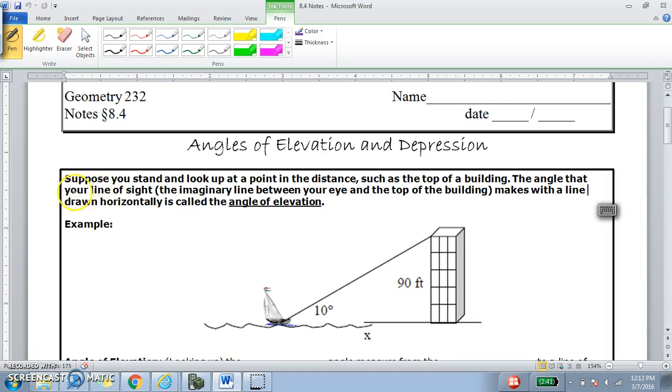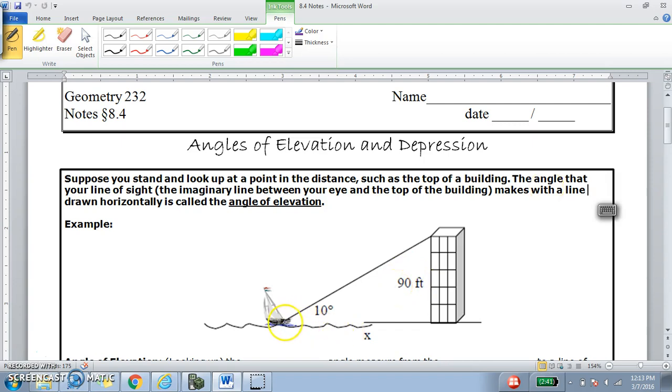So, first example, suppose you're standing, looking up at a point in the distance, such as if you're on a boat in the water and you're looking up at a building. Let's say you're on Lake Michigan in Chicago and you're looking up at a skyscraper. Obviously, it's going to be bigger than 90 feet, but we're just using this as an example.